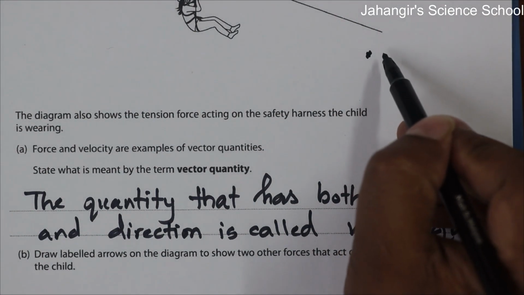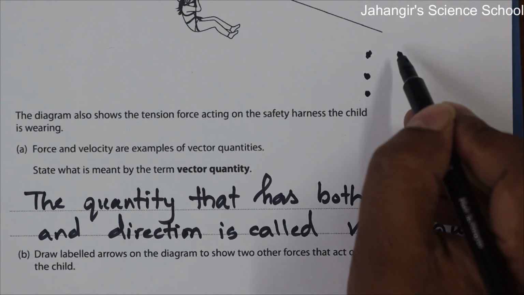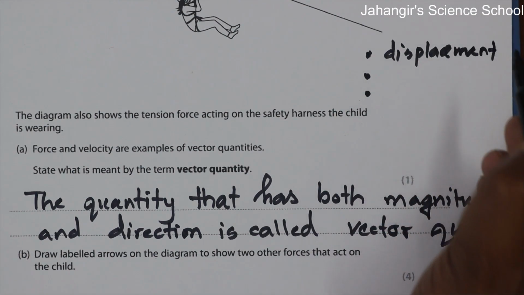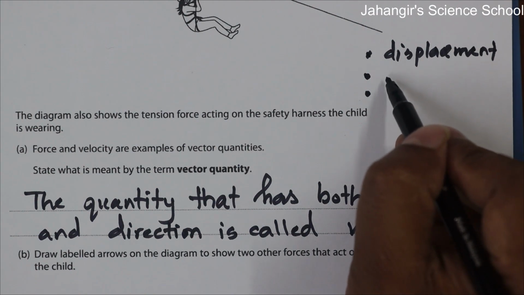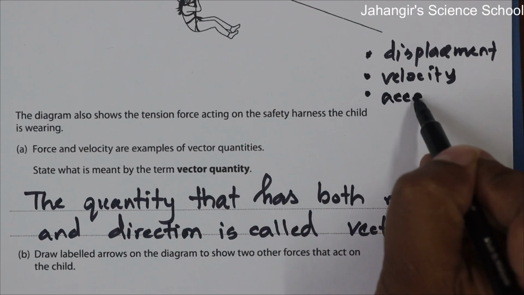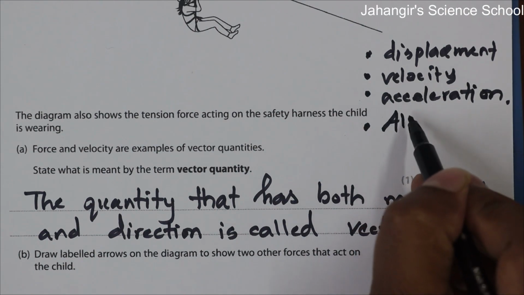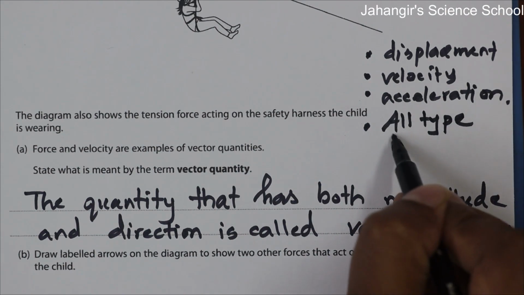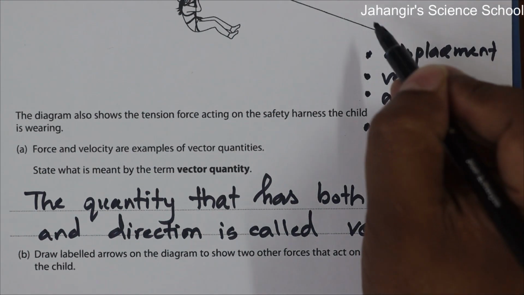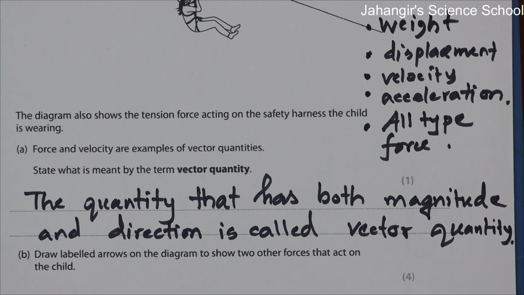Displacement is a vector quantity. So remember, displacement is a vector quantity, velocity is a vector quantity, acceleration is a vector quantity. All types of force are vector quantities. Weight is a kind of gravity force or gravitational force, so weight is a vector quantity. Tension is a vector quantity.